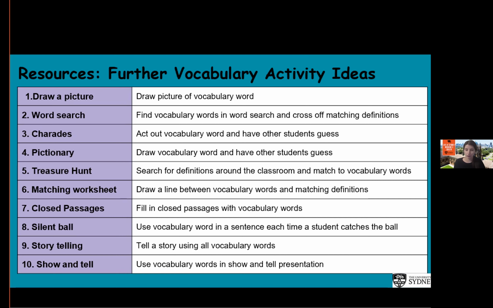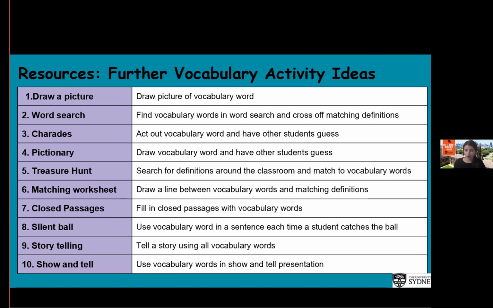You could use cloze passages, where students fill in the sentences with the correct word so that it makes sense. You could play silent ball, where students say a word and its definition each time they get the ball. Or another way you could play is that you throw around the ball, and each time a student gets the ball, they say the vocabulary word in a sentence.